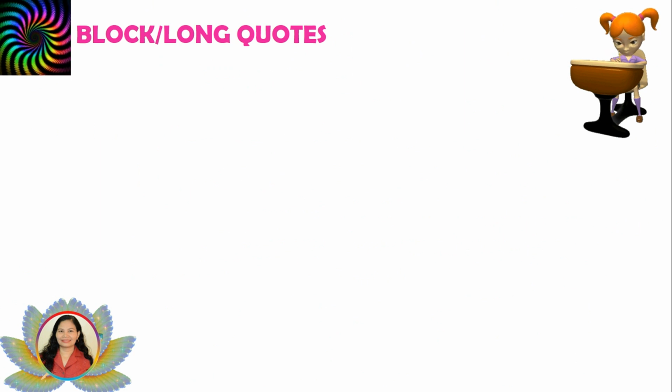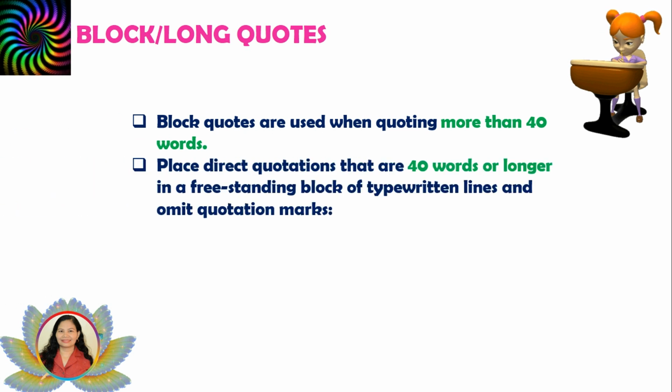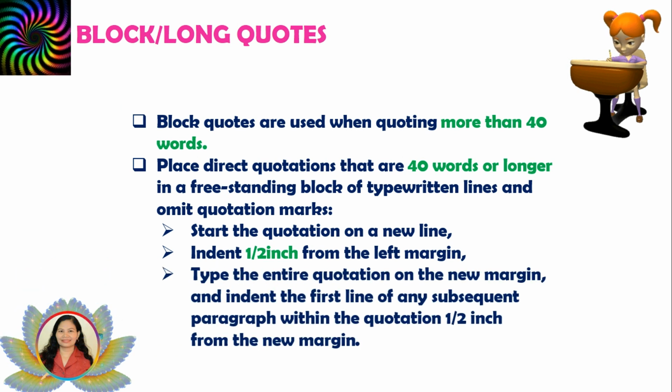The second type is the block or long quotes. Block quotes are used when quoting more than 40 words. Place direct quotations that are 40 words or longer in a freestanding block of typewritten lines and omit quotation marks. Start the quotation on a new line. Indent half inch from the left margin. Type the entire quotation on the new margin and indent the first line of any subsequent paragraph within the quotation half inch from the new margin.